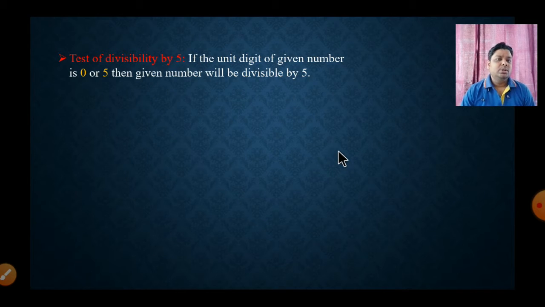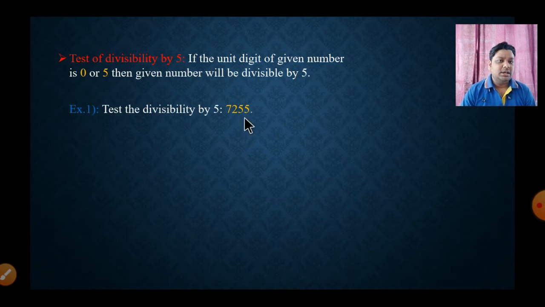Okay, so now here you can see the example that we have to check, 7255, that is the number. So you can see what is the unit digit of this number, or we can say the last digit of this number, which is 5. It means 0 or 5, then it is divisible by 5. So we can say that this number is also divisible by 5.